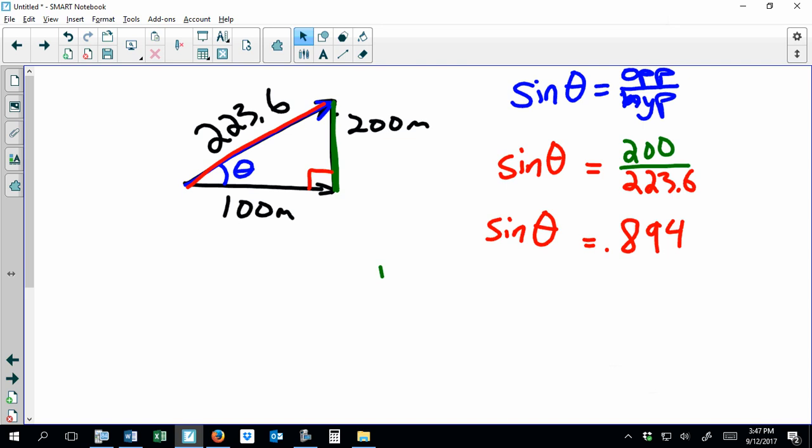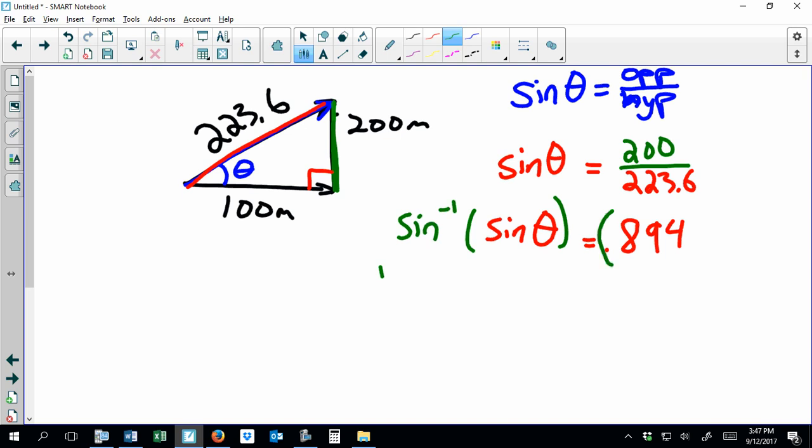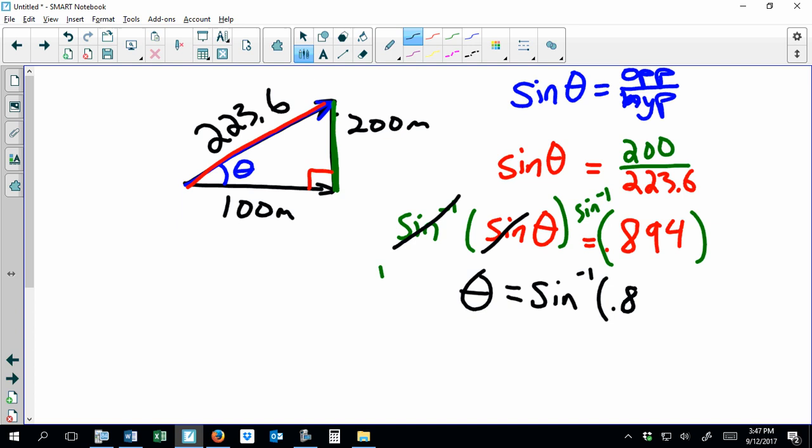In order to just get my angle by itself, think of this sine as kind of like a square on that angle. It's certainly not the same thing, but I have to do something to undo that square. I have to do something to undo that sine. So to do that, I take the inverse sine of both sides, just like if you were going to get rid of a squared, you would do a square root to both sides. So the sine and the inverse sine cancel out, leaving me just theta, just my angle, is the sine^-1, the inverse sine of 0.894.